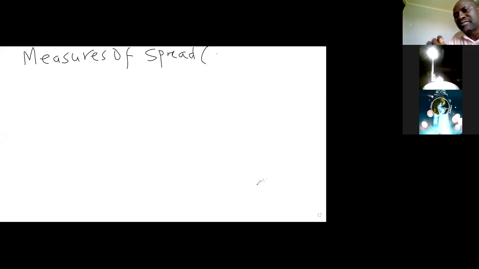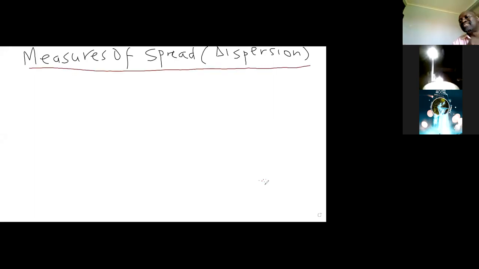So we have what we call measures of spread or dispersion. If you want to give it a heading in your notes: measures of spread. You spread something. Or in some books we call it dispersion. Measures of spread or dispersion. That's our last discussion about this topic.